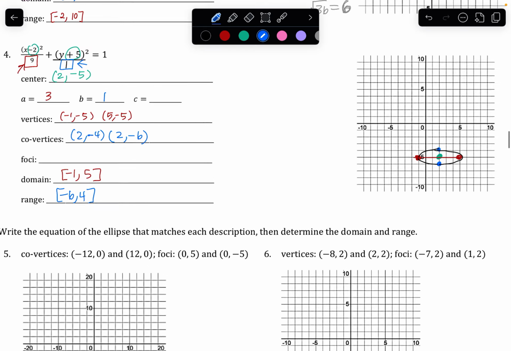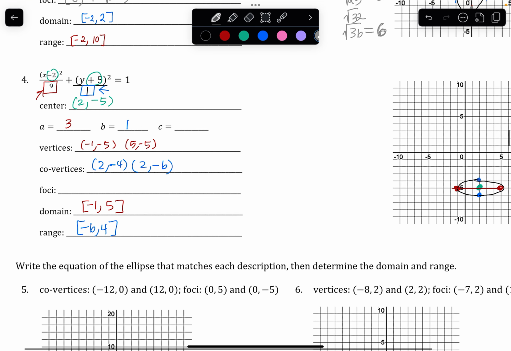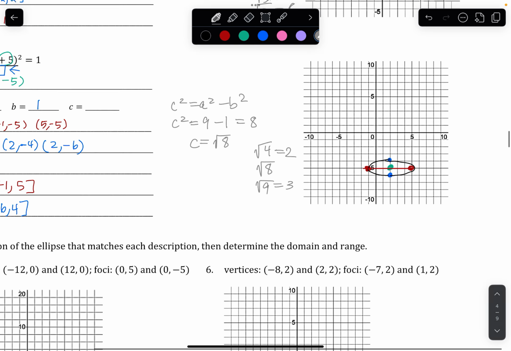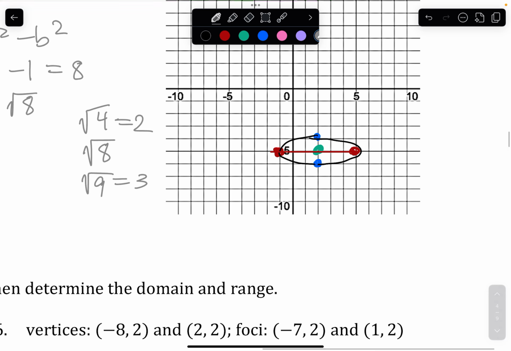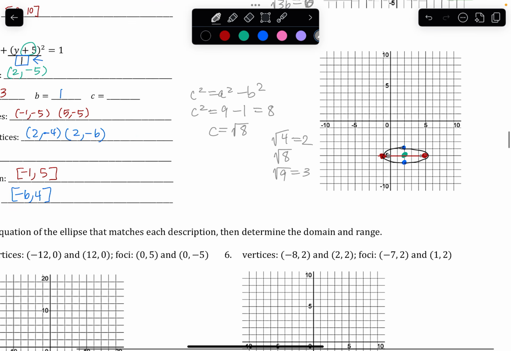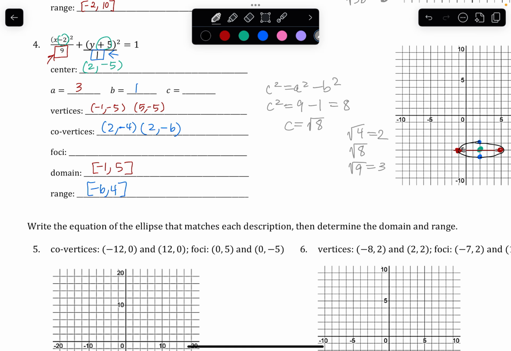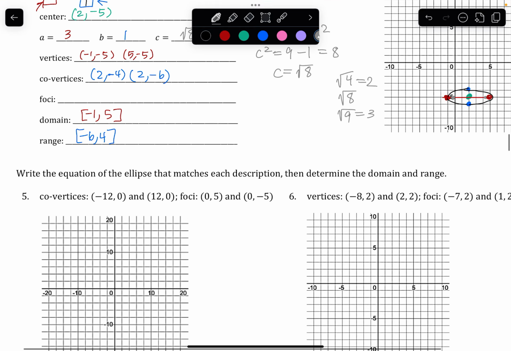All right, so now for the foci, we need to get the c value using our equation. C squared equals a squared minus b squared. A squared was 9, b squared was 1. And so we get c equals the square root of 8. And so square root of 8 falls between square root of 4 and square root of 9, so somewhere between 2 and 3. And so along the major axis, we're going to go between 2 and 3 to the right, between 2 and 3 to the left. Okay, and so you can leave it as just square root of 8. You don't have to simplify your radicals.